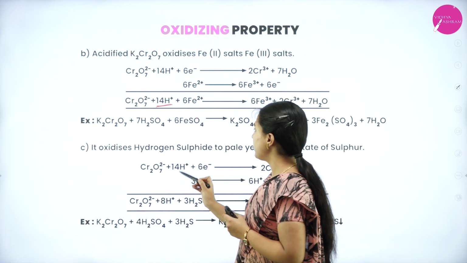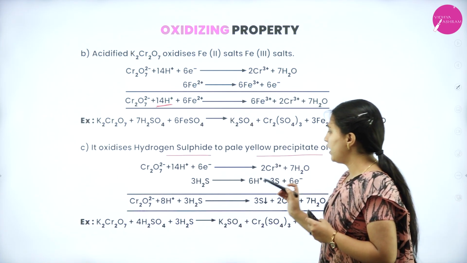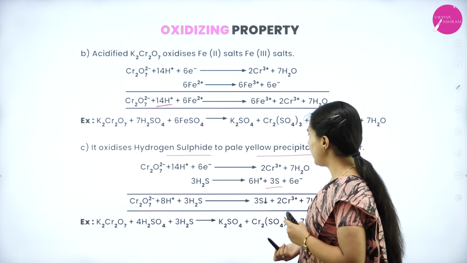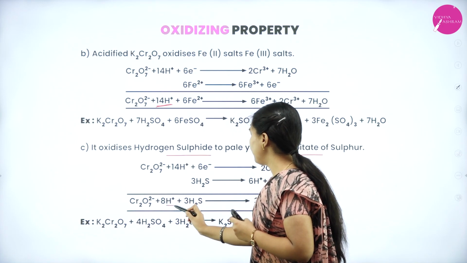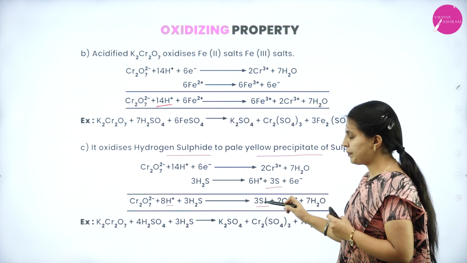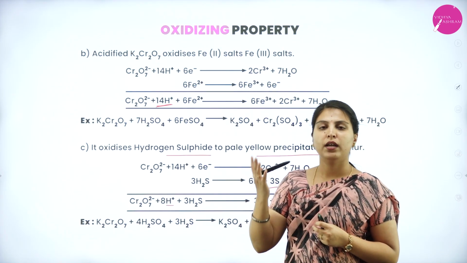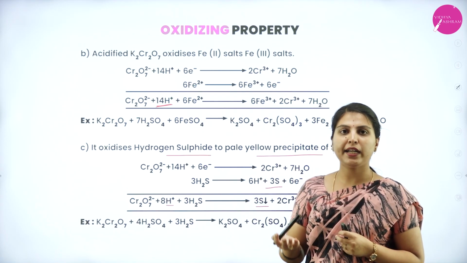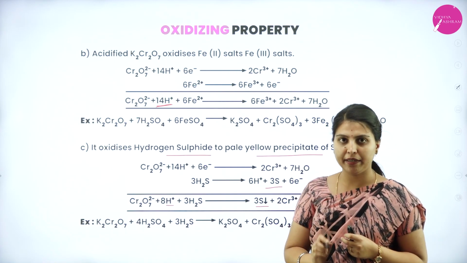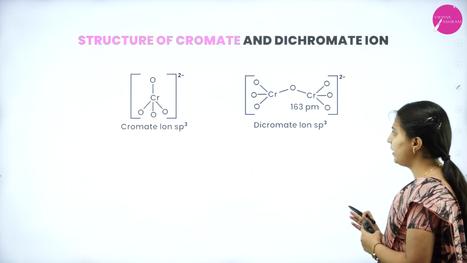And next, it oxidizes hydrogen sulfide to a pale yellow precipitate of sulfur. Here H2S, that is sulfur, will be converted. See here, in the acidic medium, hydrogen sulfide will be converted into sulfur. This is a precipitate of sulfur. These are the three examples of potassium dichromate acting as a powerful oxidizing agent in the presence of acidic medium.